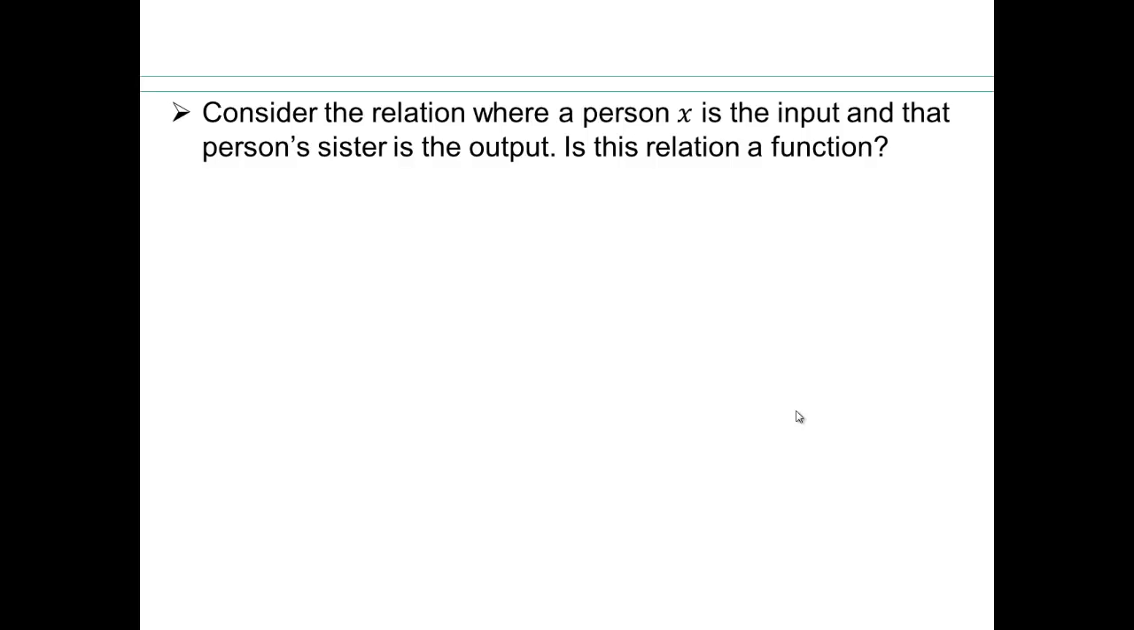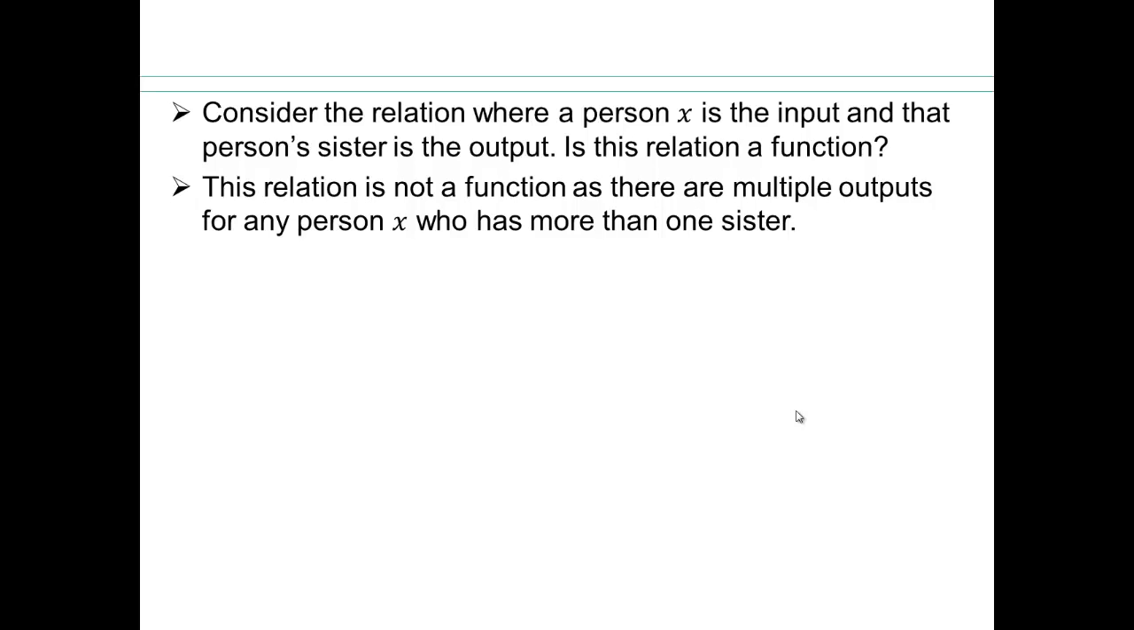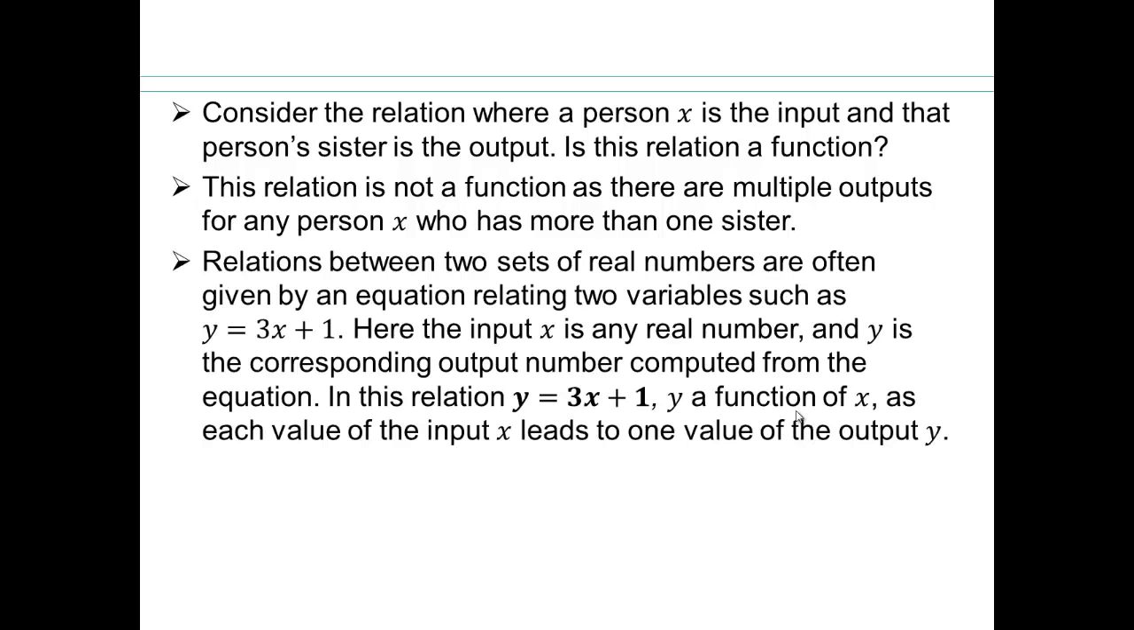Well, let's think about it. So if I, Shubhangi, was the person and that's the input, then what would be the output? It would be my sister, which is Anuradha. So my sister would be the output. Now maybe there is somebody else who has two sisters. Since I only have one sister, I'm okay. But another person might have two sisters, and how do you decide which one would be the output? And so clearly you can see this relation would not be a function. And that's because a person can have more than one sister. So you can have multiple outputs. So this relation is not a function.